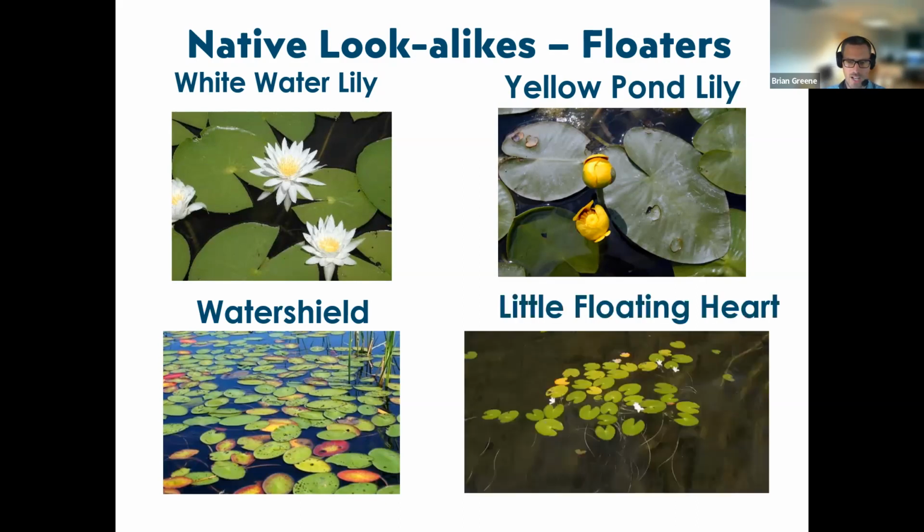And then there's another native species called little floating heart that does look kind of similar to European frogbit, but it's a little bit bigger, and it has 5 white petals on its flowers. So hopefully you can see that when plants are flowering, that's a really good time to go out and look for invasive species, because flowers and fruit on these plants are key identification characteristics.